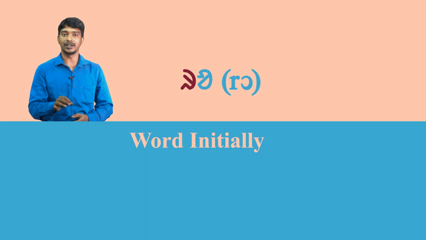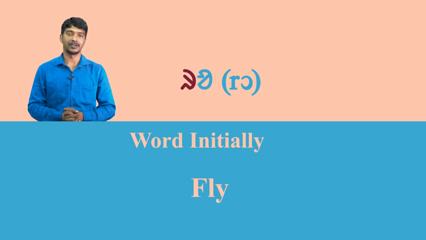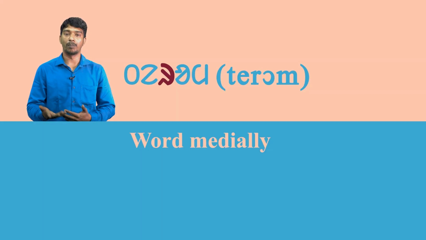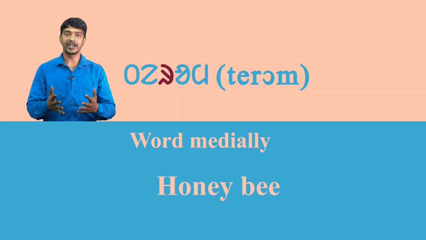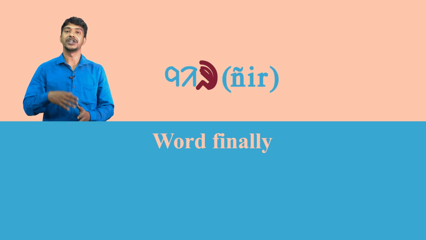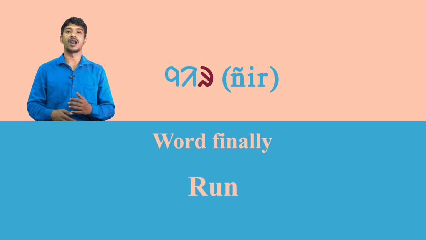This letter occurs in all positions, as initially, medially, and finally, from the viewpoint of orthography. The examples are as follows. Initially, it can appear in raw, which means fly. Medially, it can appear in tarom, which means honeybee. Finally, it can appear in near, which means run.